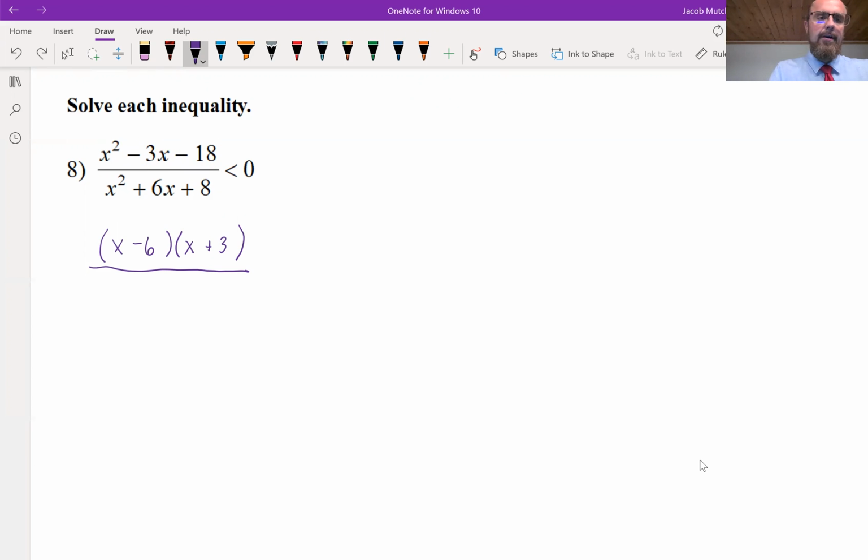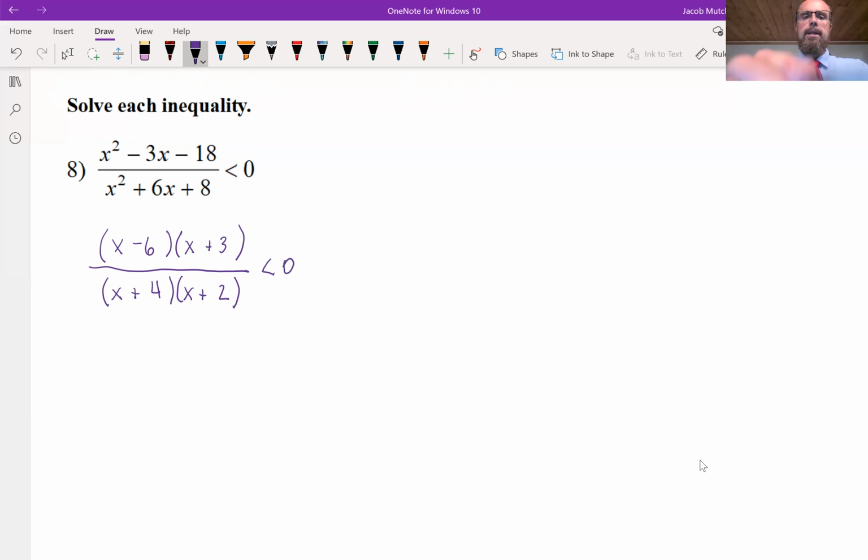Let's factor the denominator similarly. So x squared plus 6x plus 8, I'm looking for two numbers that multiply to 8, while at the same time they add to 6. Multiply to 8, add to 6. So that's got to be 4 and 2. 4 times 2 multiplies to 8. 4 plus 2 adds to 6.